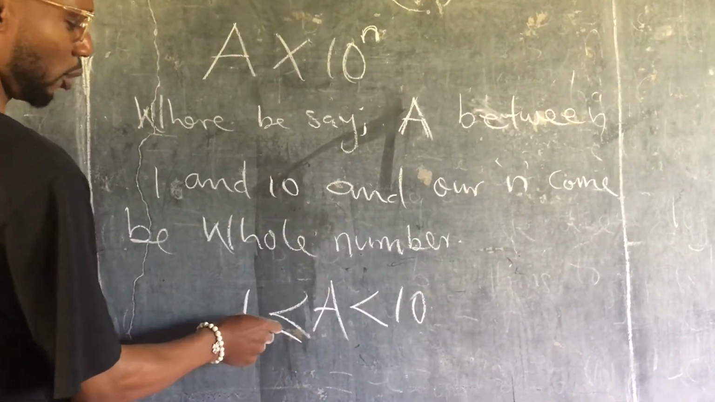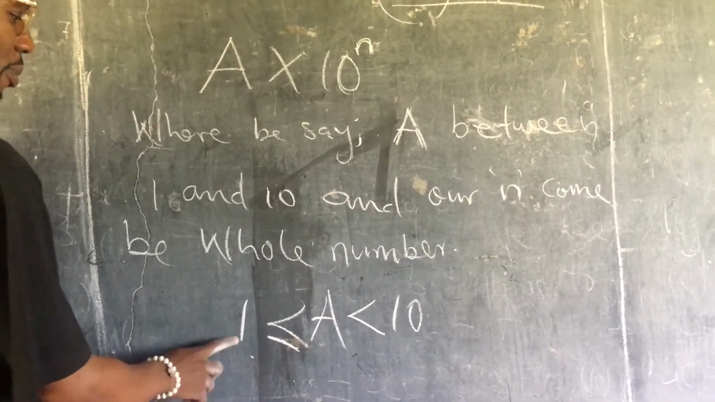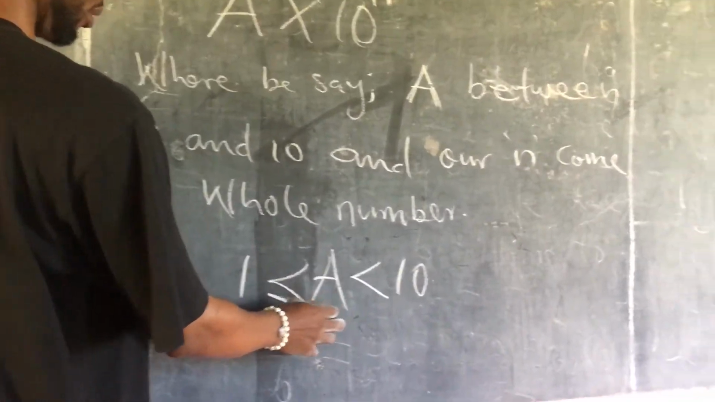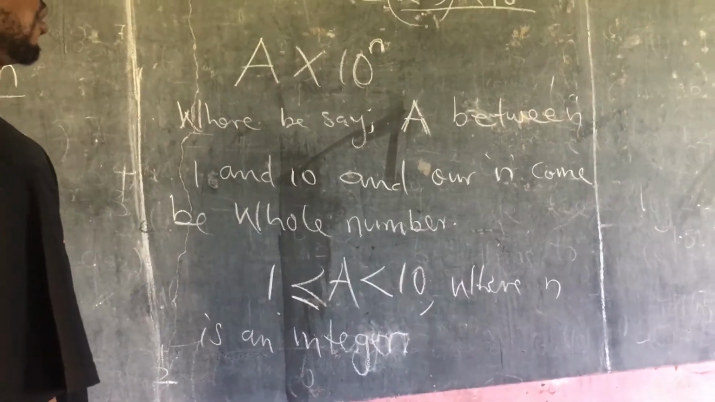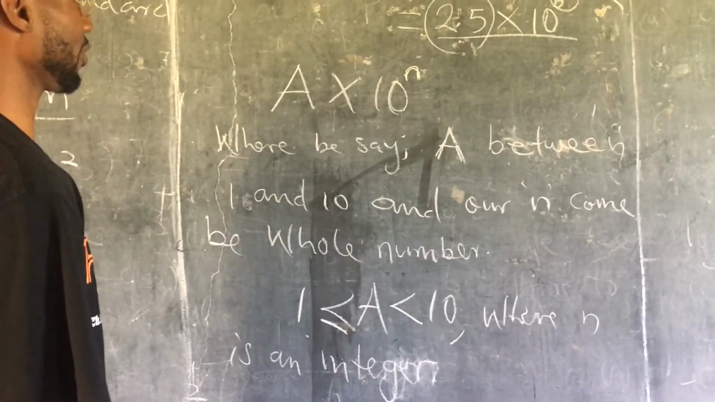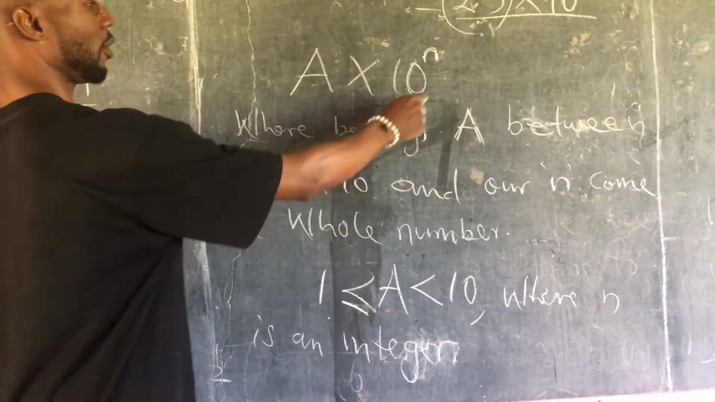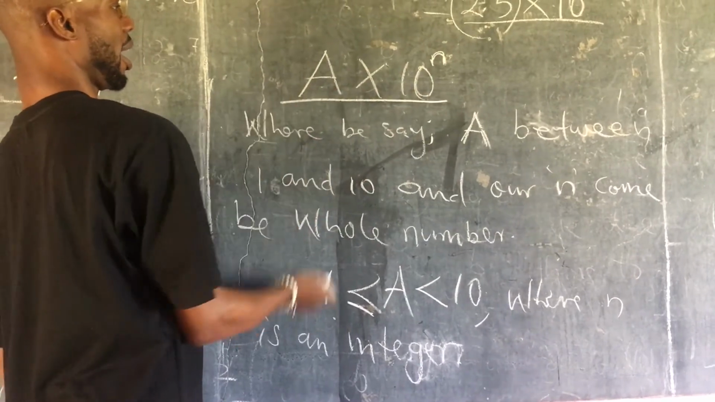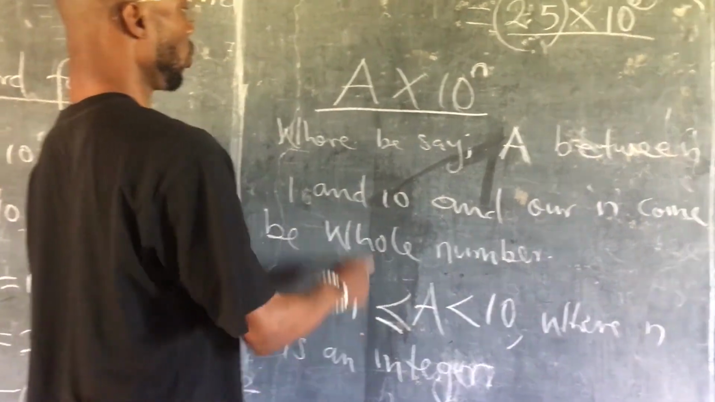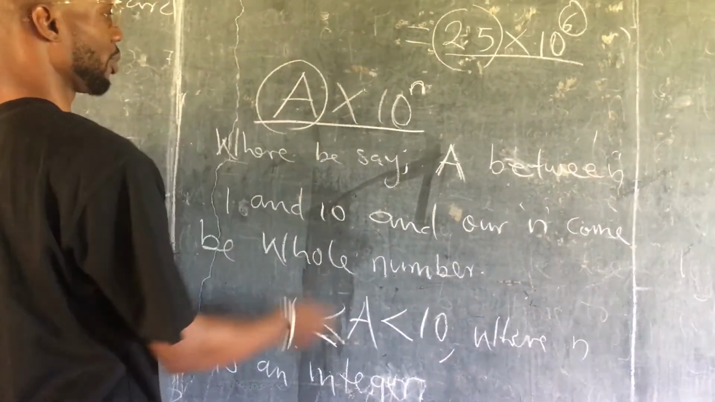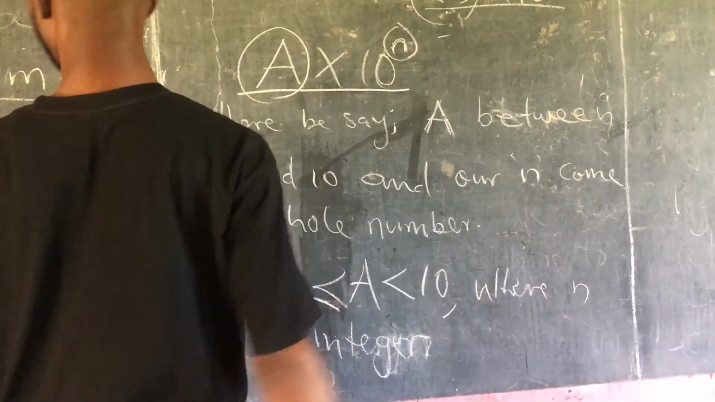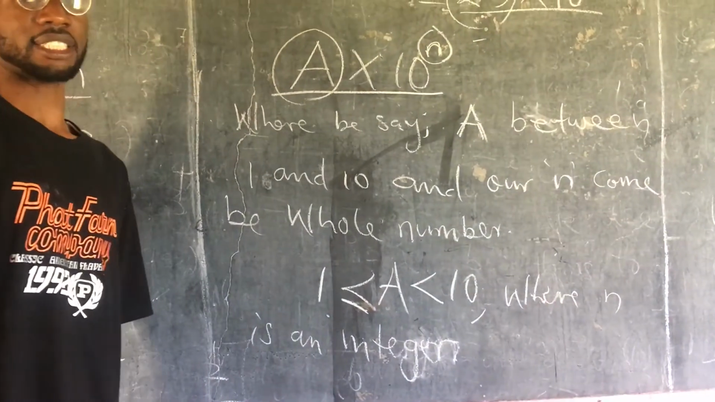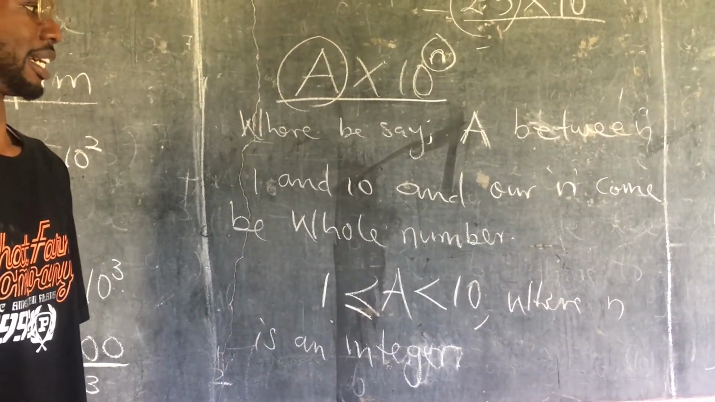In fact, here we put equal to. So our A can be 1 or greater than 1, and it will be less than 10. Now, so what is the expression of a number in standard form? Expression of a number in standard form is when we express a number as a product of two terms, where A is between 1 and 10, and then n is an integer. That's the expression of a number in standard form.